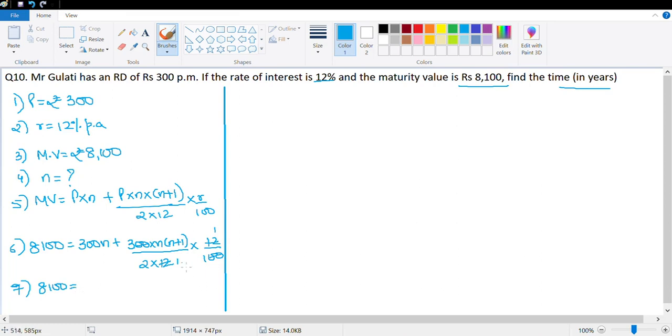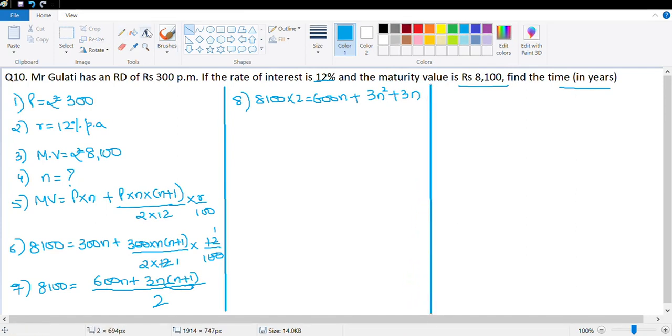So what we have is 8,100 is equal to, let's take the LCM. The LCM is in this case 2. Yes, 2 is the only term remaining. So I'll have 300n multiplied with 2. That's 600n plus what remains in the numerator is 3n times n plus 1. Let me reconfirm. Yes, there is 3n and n plus 1. Let's cross multiply. So this is 8100 into 2 is equal to 600n plus 3n square plus 3n. Yes, 3n square and 3n. Right. I have opened the bracket.